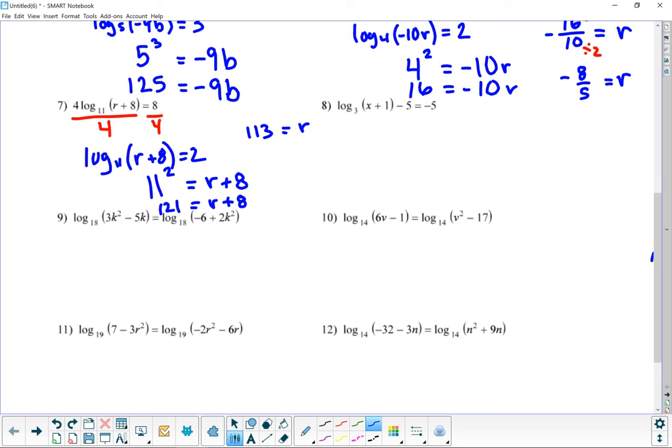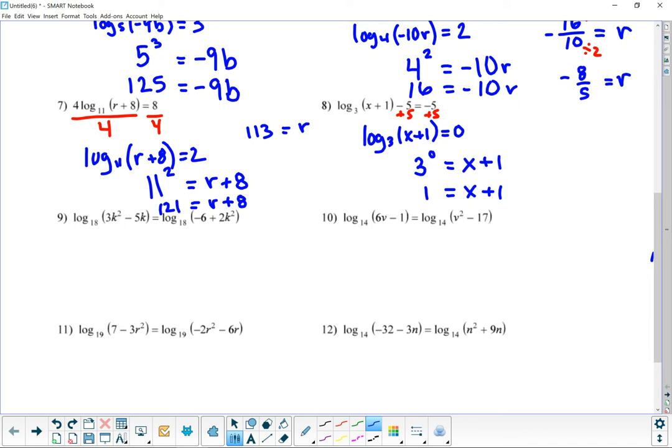I'm going to go ahead and get rid of the minus 5 by adding 5 to both sides. So by adding 5, I will be left with log base 3 of x plus 1 equals 0. This is pretty awesome, because now I can rewrite this as an exponential equation of 3 to the 0 power equals x plus 1. 3 to the 0 power is 1, so 1 equals x plus 1.